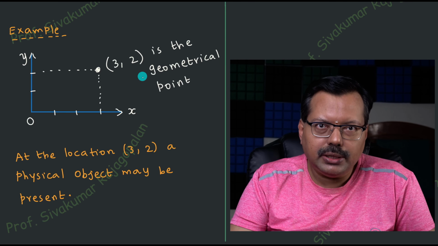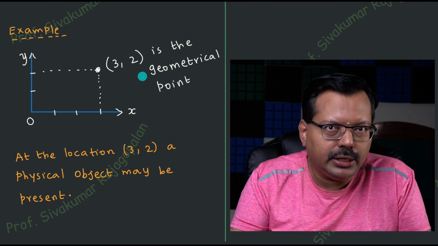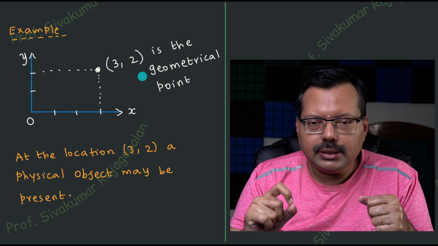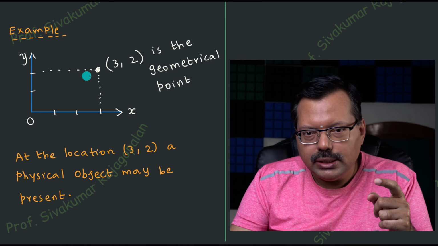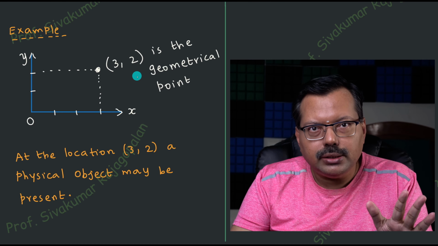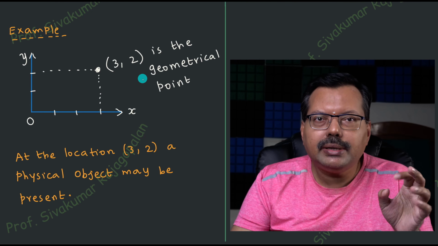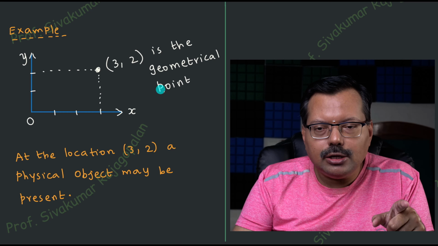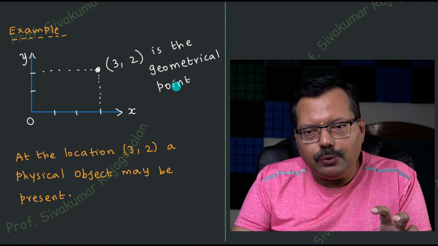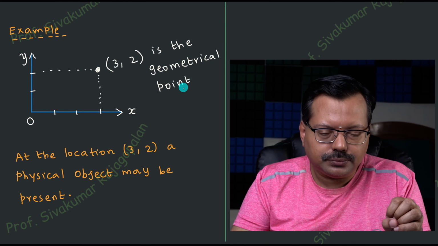That is what I am trying to explain. Everyone knows that (3, 2) is a point in the coordinate system. But the clarity that you should now have is (3, 2) is not a physical point. It is not a physical object. It is completely a mathematical object. And the mathematical object is known as a mathematical point, or you say geometrical point.